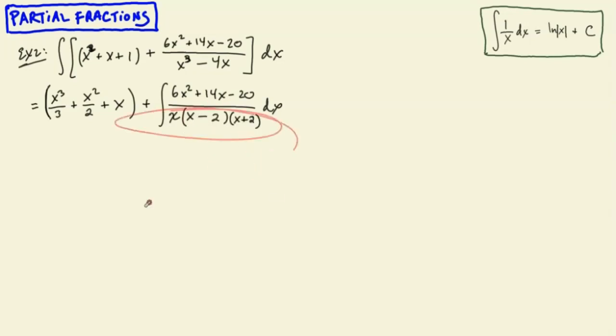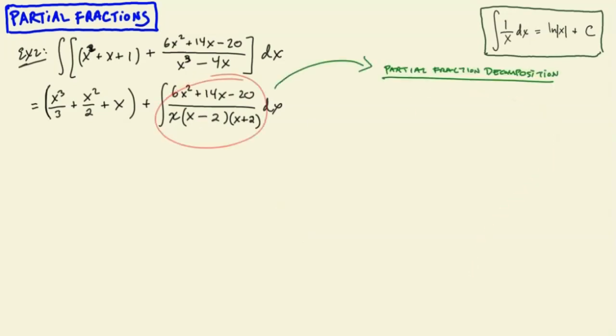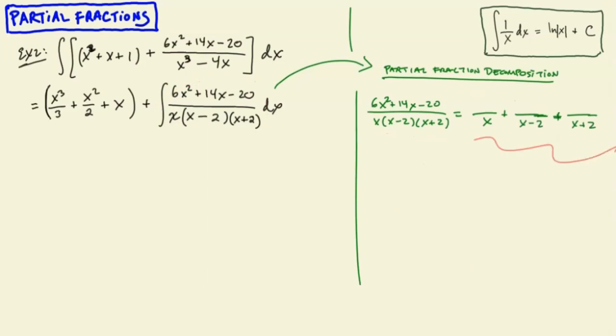And yes, indeed, these are three distinct linear factors. So our little theorem on partial fraction decomposition applies. That means we should be able to write this as a sum of three fractions whose denominators are x, x minus 2, and x plus 2, and whose numerators are just some constants, which we will call A, B, and C. We're going to keep all the scratch work over here to get it out of the way.